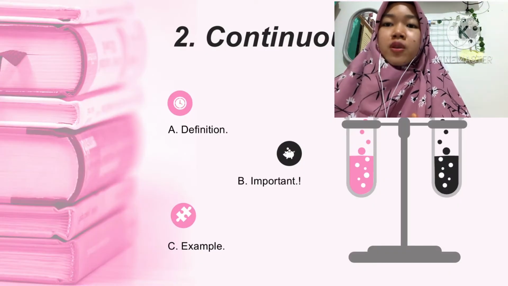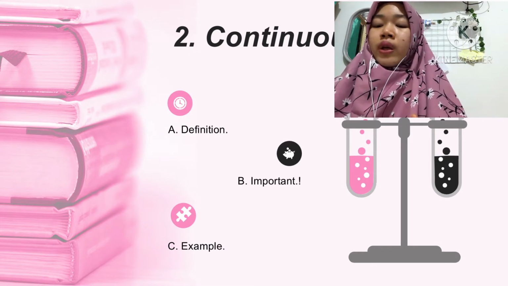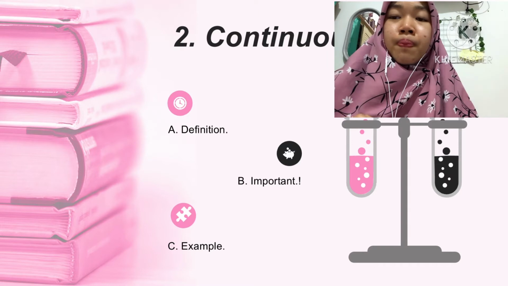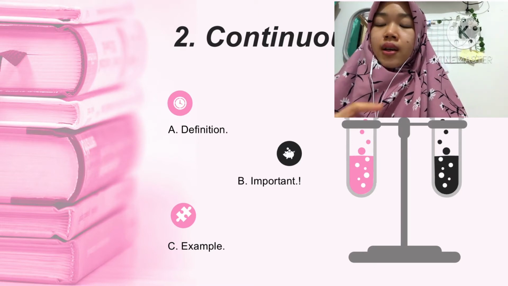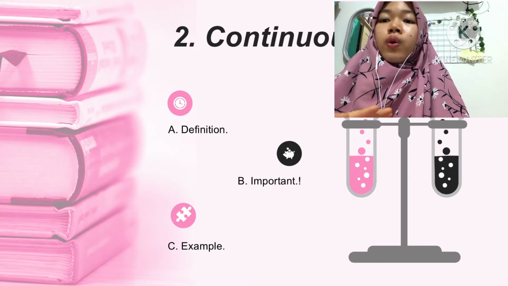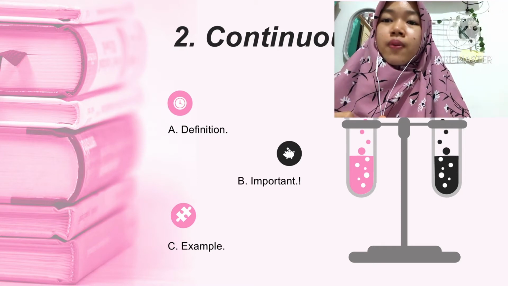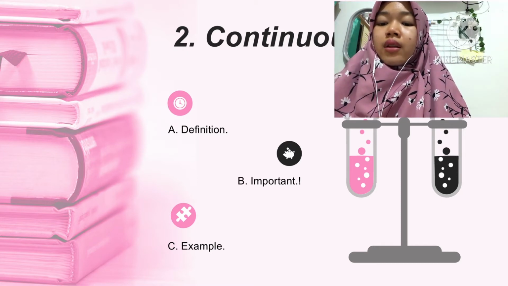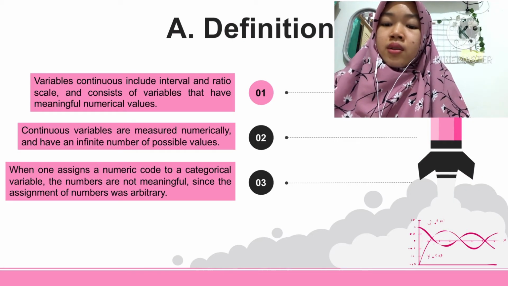Next, the type of variable is the continuous. I will divide this section into three parts again. The first is the definition. The second is the important things to remember when we use this type of variable. And the last one is the example. The first one is the definition.